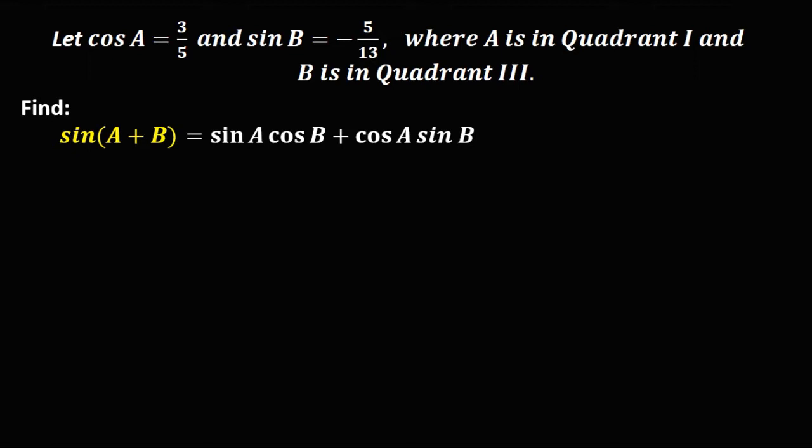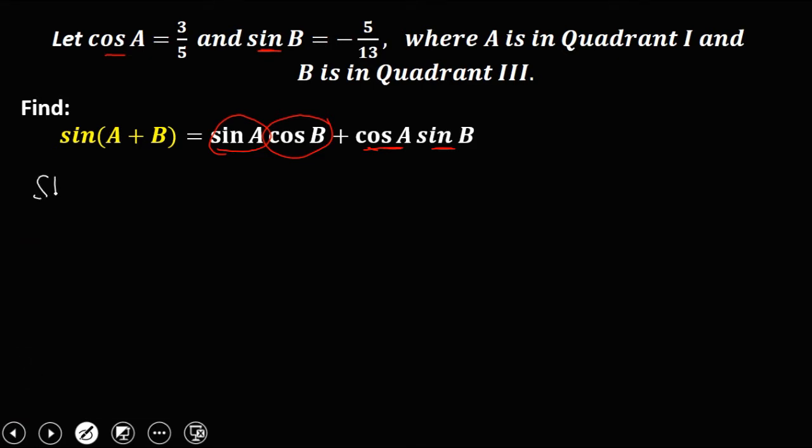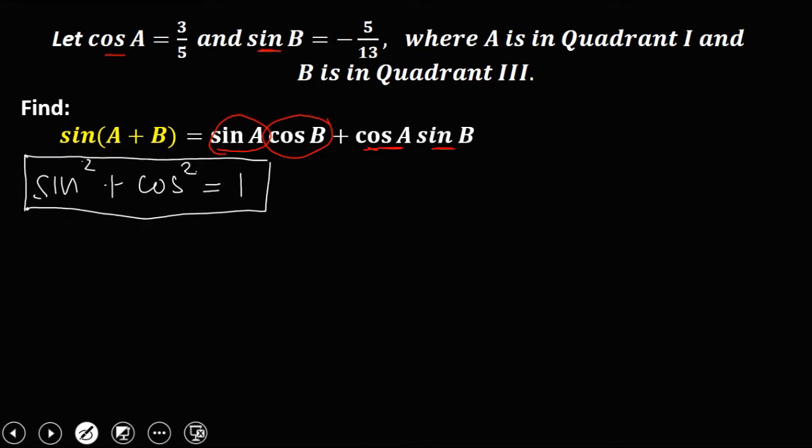But from the given, we only have cosine A and sine B. So we still need to find sine A and cosine B. To solve for these unknowns, we're going to use the identity that sine squared plus cosine squared is equal to 1. So again, this is the identity we're going to use to solve for the unknown.